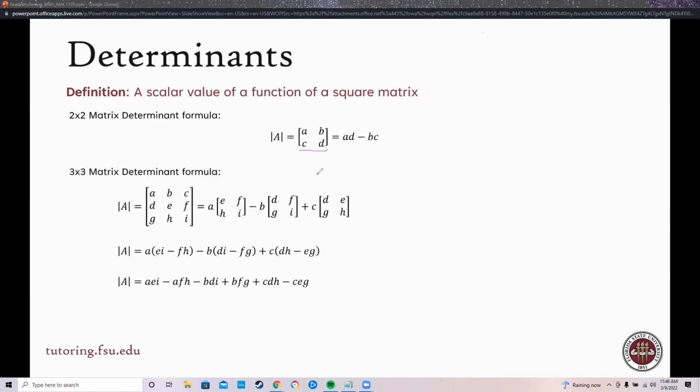Let me start that over. What is it? Columns and rows. Oh God. All right. Whew. All right, let me try that again.